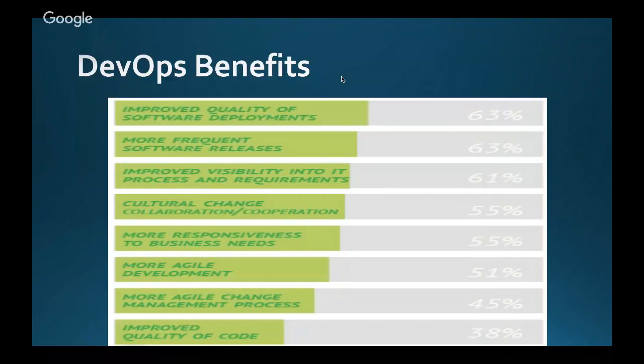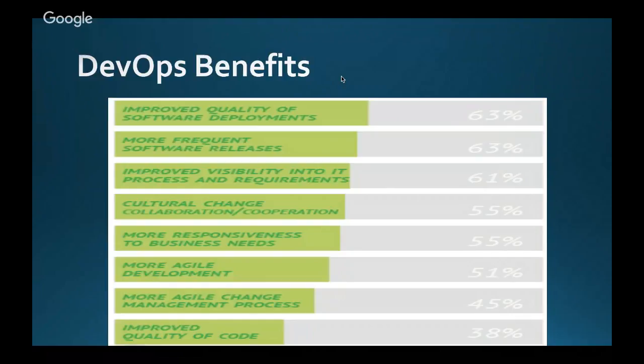Culture change. Yes, this is a very important point. The way of collaboration and cooperation, or the finger pointing mechanism, which earlier used to be part of IT culture, has now changed. And 55% of organizations are seeing a culture change. More responsiveness to business needs. 55% of the companies find they cater to the business needs in a much faster way.